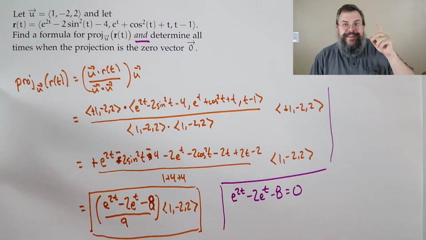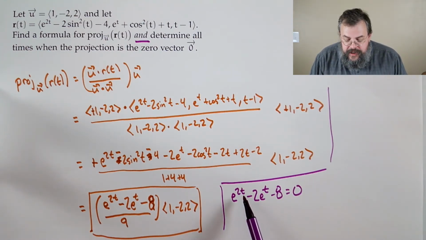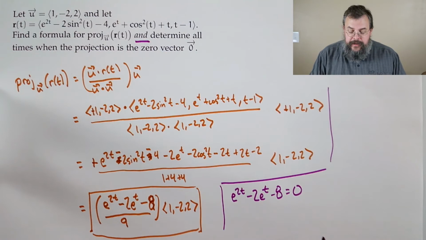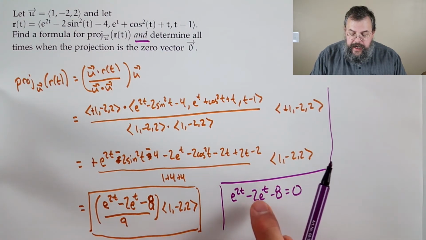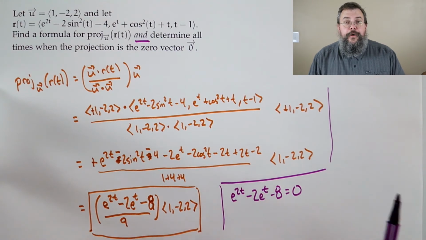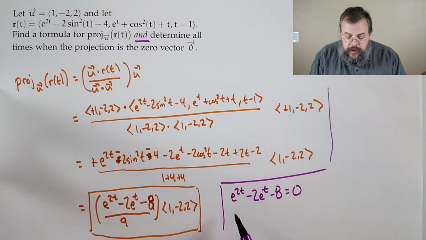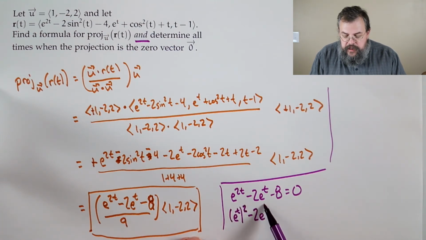But there's a little thing we can do. Notice this isn't just e to the t, it's e to the 2t. So in some sense, these are not quite compatible. It's like apples and other kinds of apples. We'd like them to look more similar. And we can actually rewrite e to the 2t to make it look more like e to the t. It can be rewritten as e to the t, squared. So e to the t squared minus 2 e to the t minus 8 equals 0.